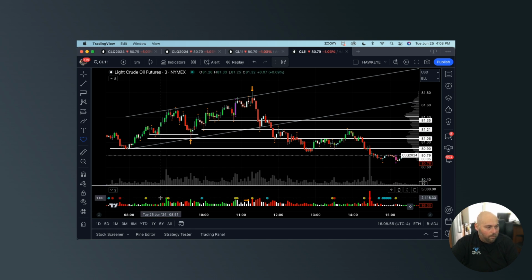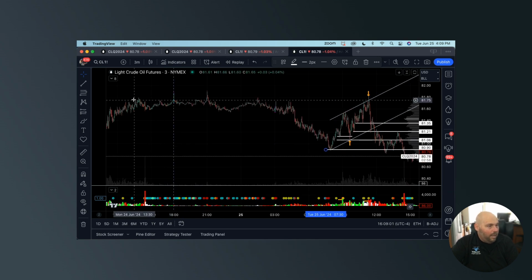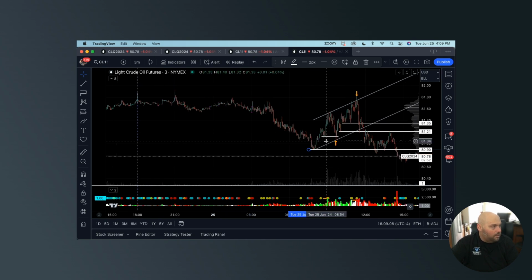But the overall move here had been under pressure kind of for the overnight. And just to kind of show you, you could see we had this exaggerated top here, which was what we ultimately failed at. And then we were starting to sell off.